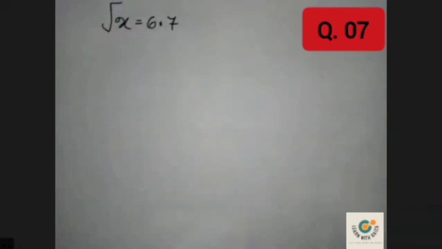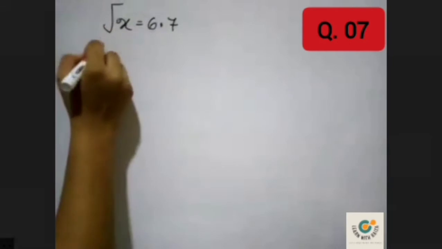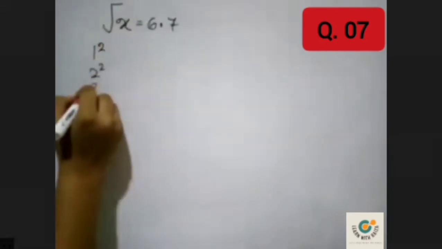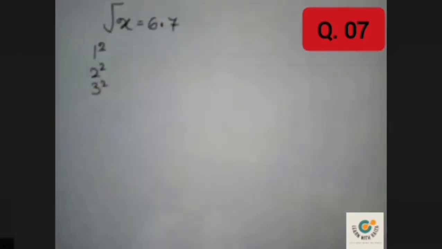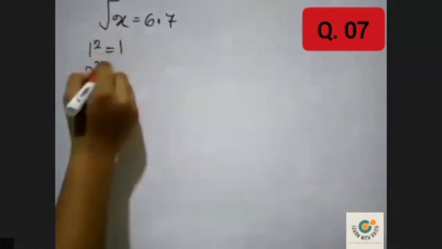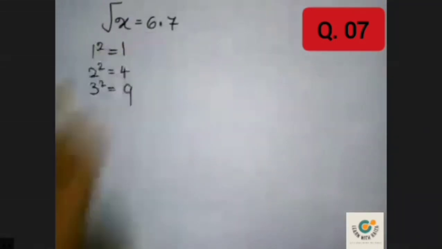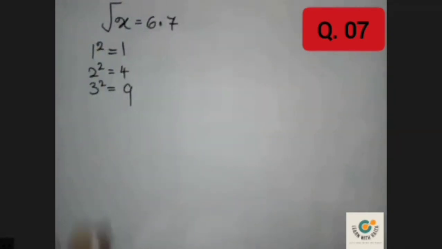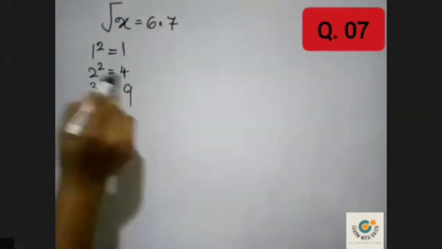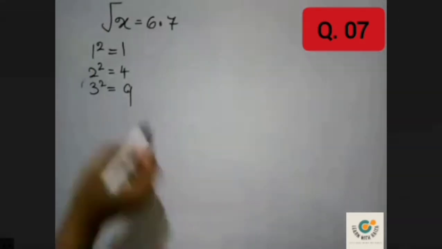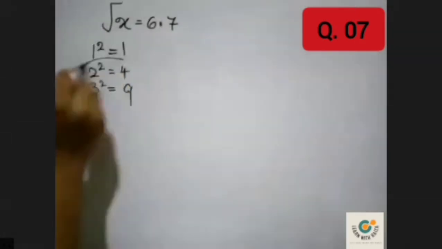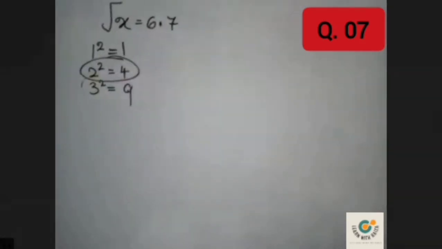Closest square number. Just have a look on this. 1 squared, 2 squared, 3 squared. 1 squared, you know, it is 1. 2 squared, 4, 3 squared, 9. But can you see the whole number is 6 here? So 6 is somewhere between these two. So if we can't take this, it's more than 6. So we have to consider this pair. Now we have to start from 2 squared.